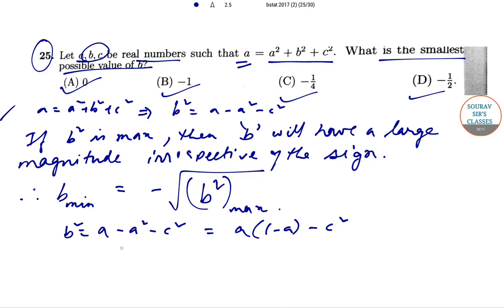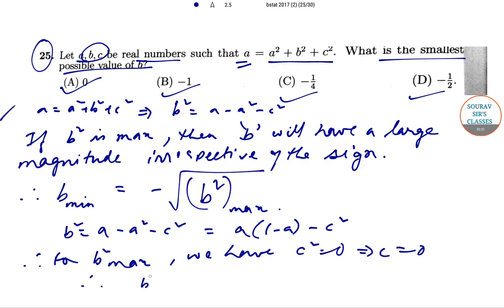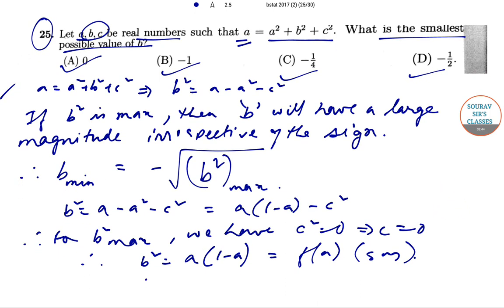Now for B square to be maximum, for B square max we have C square equal to 0, which implies C is equal to 0. Therefore we can write B square is equal to A into 1 minus A, which we can write as f of A, suppose. So now if we differentiate, we find f dash A will be equal to 1 minus twice of A. Now for maximum or minimum, f dash A is equal to 0. This implies that A will be equal to 1 by 2.